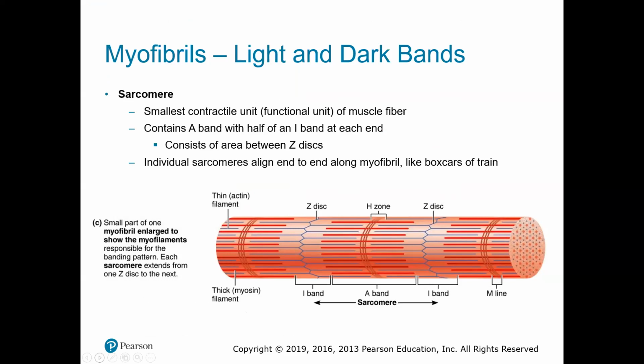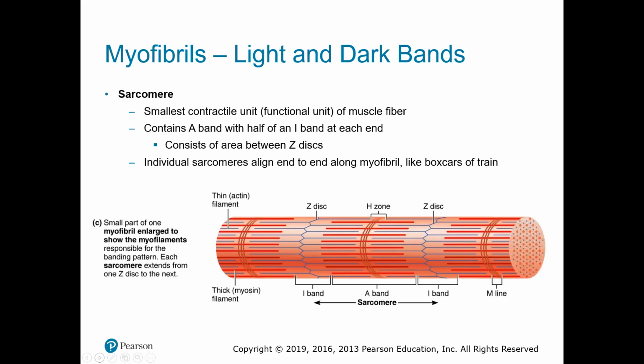So remember, the myofibrils are these rods that run through the length of the muscle cell. There are thousands of these myofibrils that run the length of the cell. However long the cell is, it's going to be packed full of thousands of these myofibrils. This is the myofibril. Within the myofibril, you're going to get the light and dark bands that make skeletal muscle look striated, look like it has stripes.